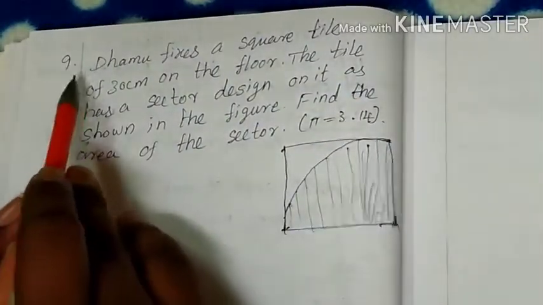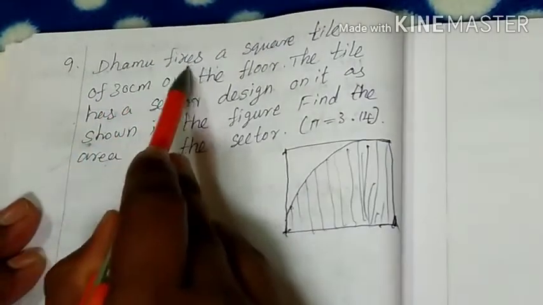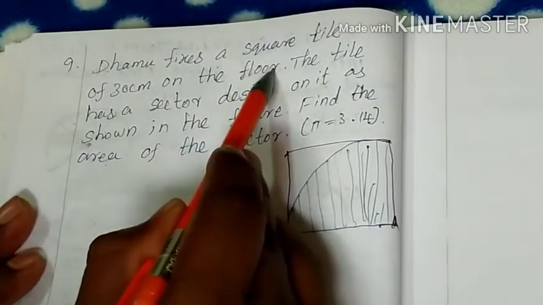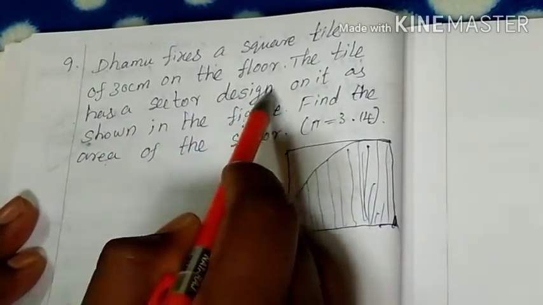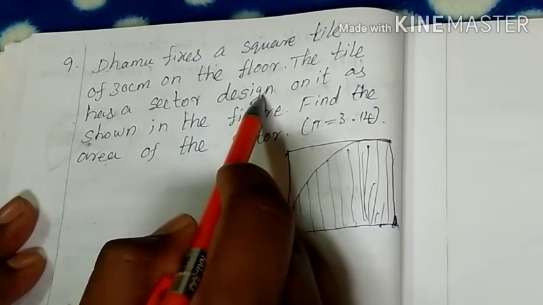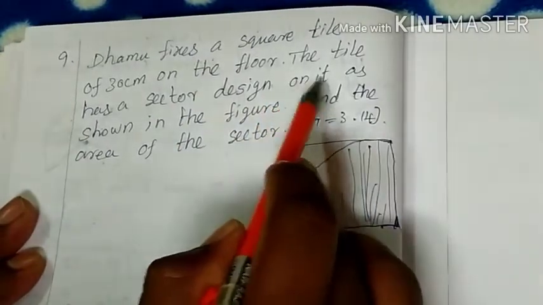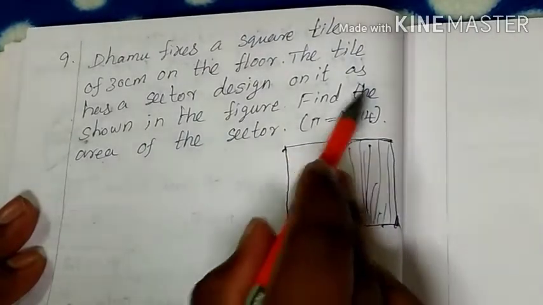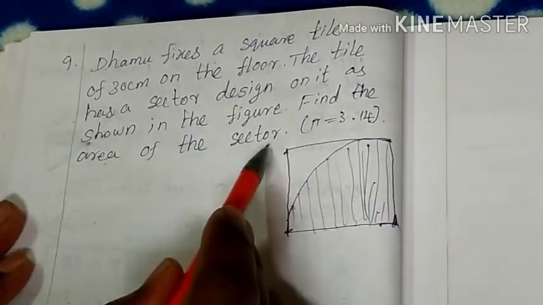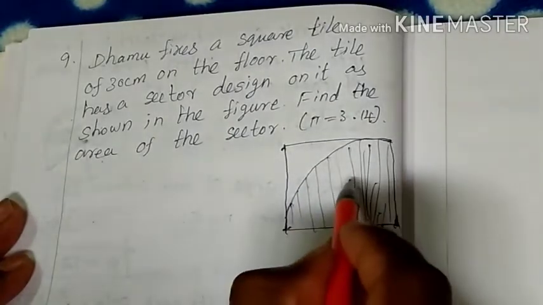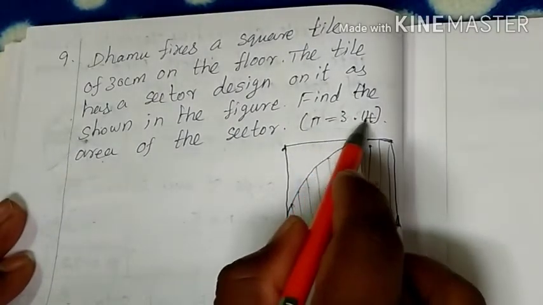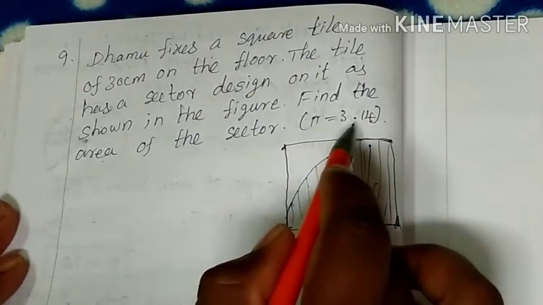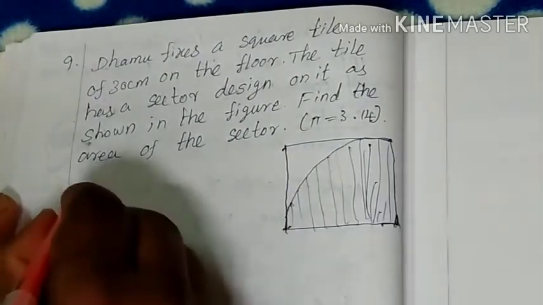Okay, dear student, next 9th question. Tamu fixes a square tile of 30 centimeter on the floor. The tile has the sector design, in the shape of a sector, as shown in the figure. This is the given figure. Find the area of the sector. Here pi is equal to 3.14, so here the pi value is given, so we want to substitute pi as 3.14. Okay, the solution.